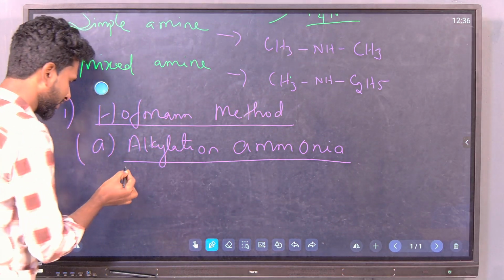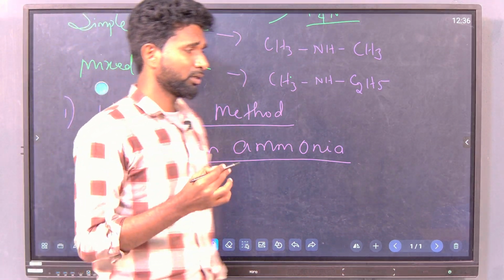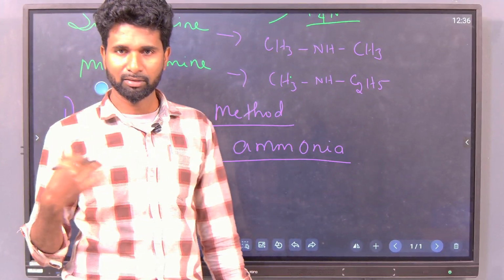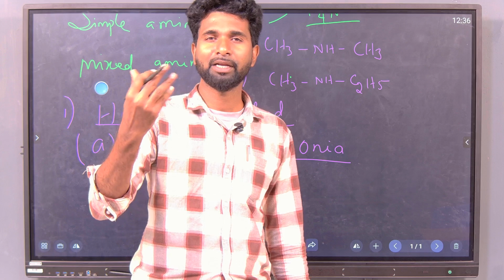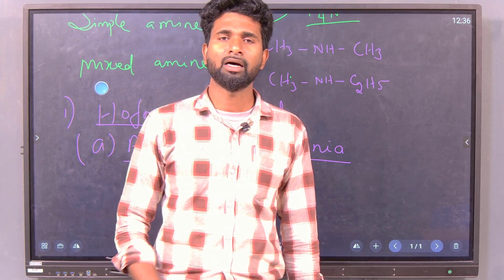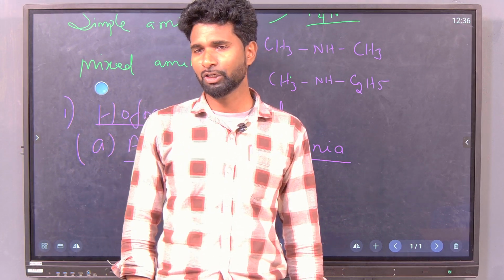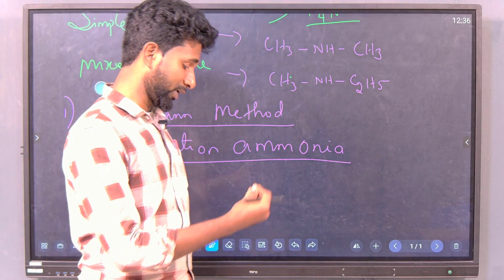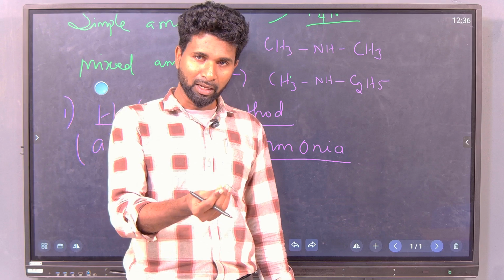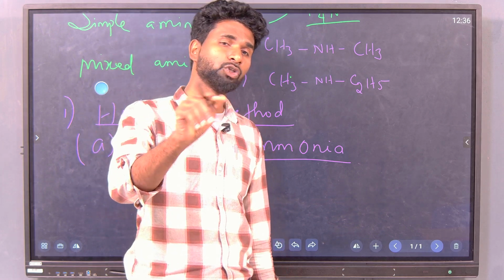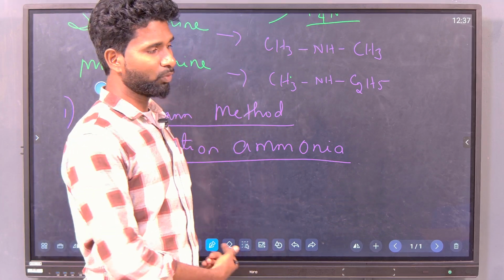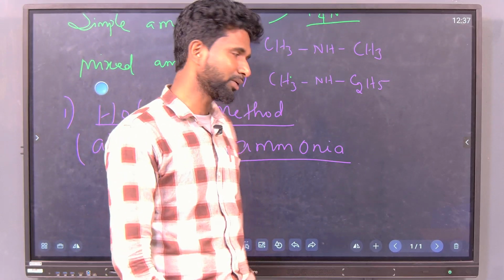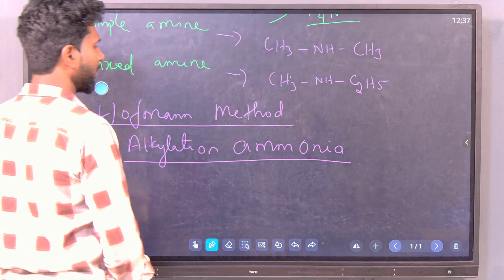Before that, we have to know one thing, that amines are pyramidal in shape. It has one lone pair of electrons. Actually, the hybridization of nitrogen in amine is sp3. The sp3 hybridization geometry should be tetrahedral, but it contains one lone pair of electrons, so it is pyramidal in shape.